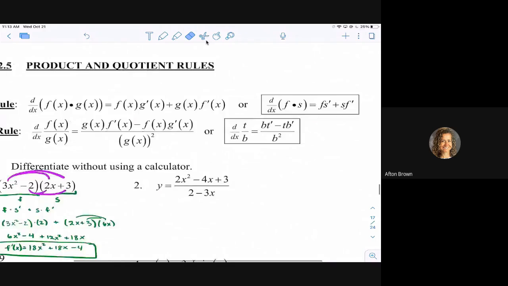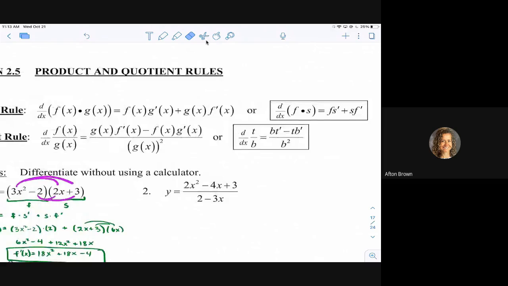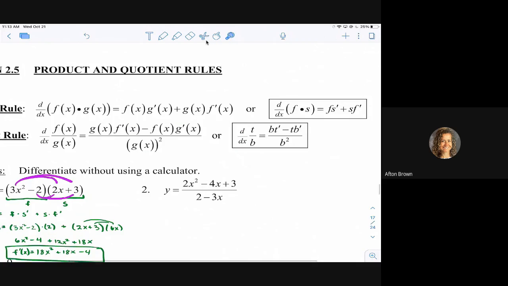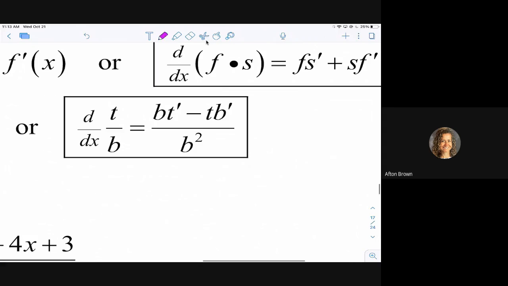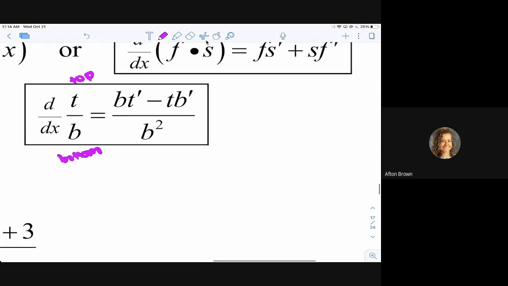Quotient rule looks pretty ugly. But you have a top function and you have a bottom function. So this first long ugly thing is the mathematically correct notation, but this is an easier way to memorize it. What do you think T stands for? Top. Yeah, so the letters make sense. B then would be bottom. So when I say this, I'm talking about the top and the bottom.